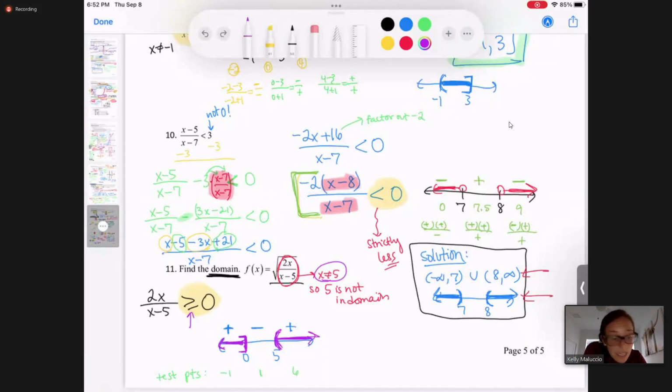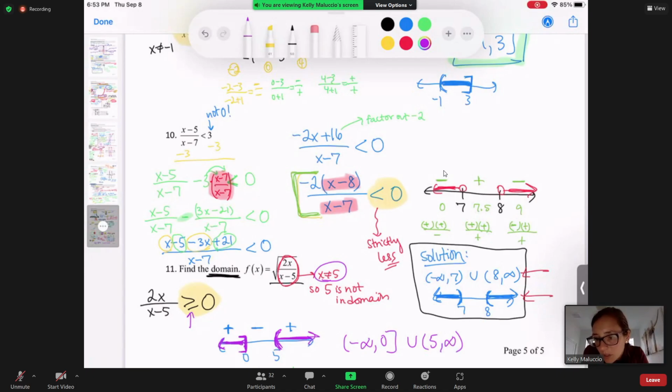And then if I want this in interval notation, my answer would just be -infinity to 0, union 5 to infinity, right? Okay, and I think I'm caught up in the chat.